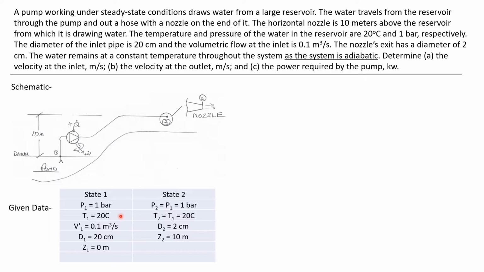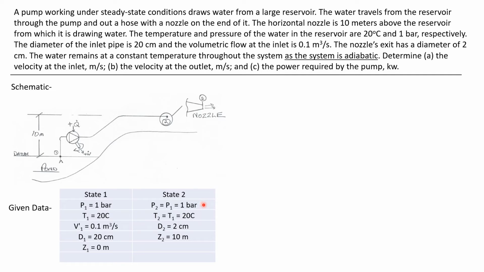The temperature of the water in the pond is 20 degrees C. The volumetric flow rate through the pipe and pumping system is 0.1 cubic meters per second. The inlet diameter is 20 centimeters and the inlet elevation is 0.